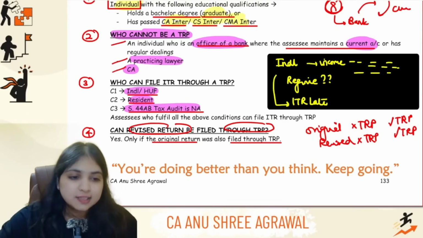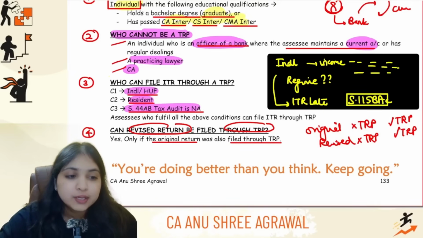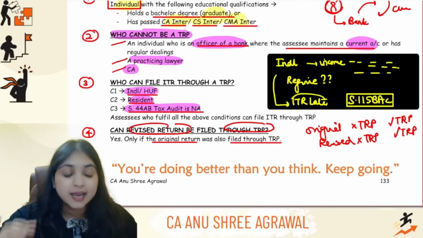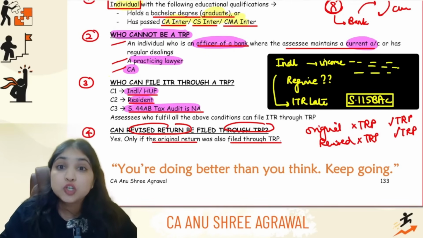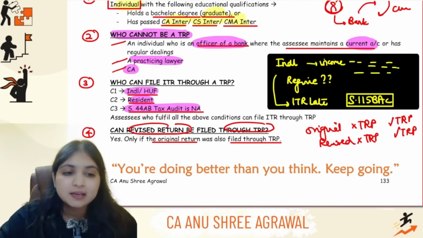So in this case, guys, you will be doing the computation as per which regime? You will be doing the computation as per 115BAC only. So if they tell you that assessee has filed ITR late, indirectly they're telling you that assessee is following the default regime. Getting my point? Because if assessee files ITR late, he does not have the option of opting out. If he files ITR late, his ITR has to be as per 115BAC only.